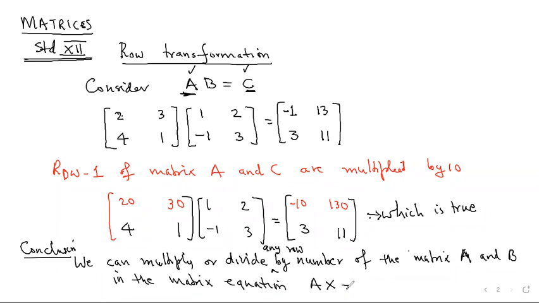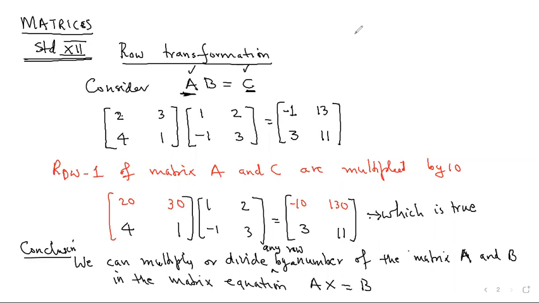In the matrix equation AX equal to B, why is this X put as X? X always denotes the unknown matrix. That's why I write AX equal to B. In an equation, there should be something unknown, no? So X is unknown, A and B are known matrices. So in A and B, you can multiply any row or divide any row with a number. Is the conclusion clear? We can multiply or divide any row by a number of the matrix A and B in the matrix equation AX equal to B. Is it fine with everybody? Yes, sir.